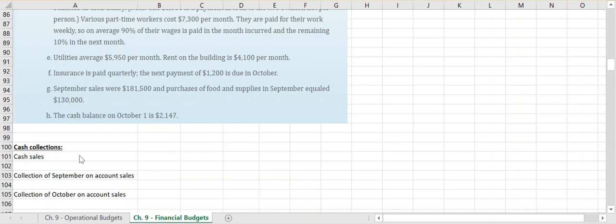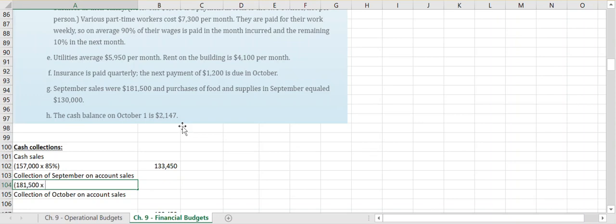So the first thing that we need to do is determine how much cash the company is anticipating collecting in the month of October. So in October, they said they're doing $157,000 in sales, and they anticipate that 85% of those sales are going to be in cash. So that means at the point of sale, we are collecting cash immediately. So that's going to take us in $133,450.